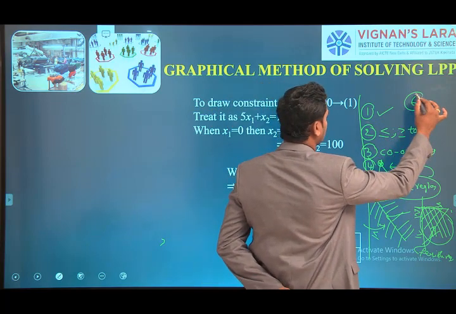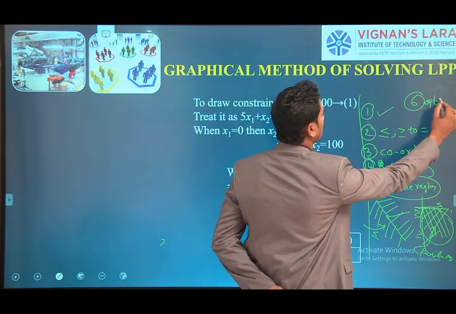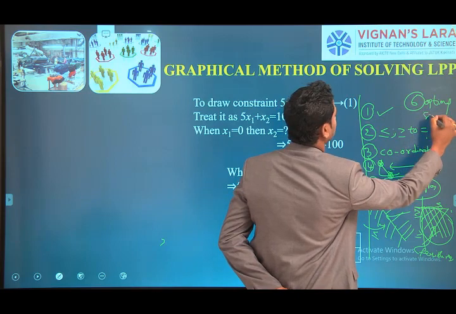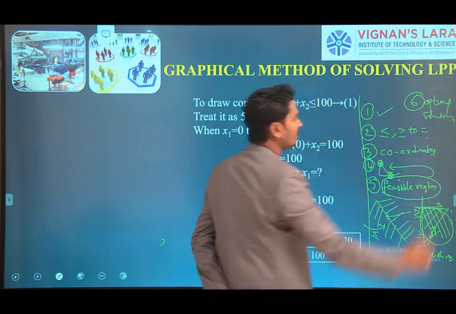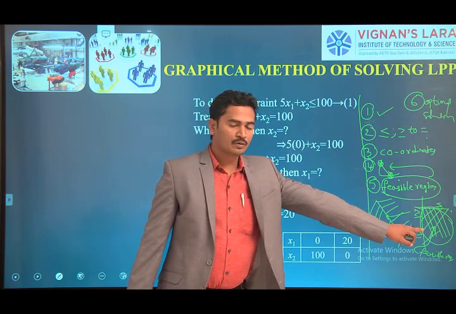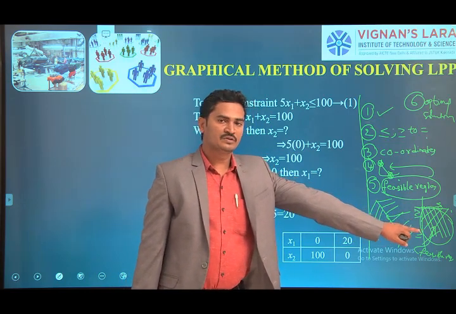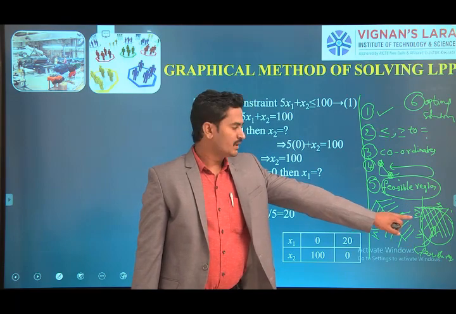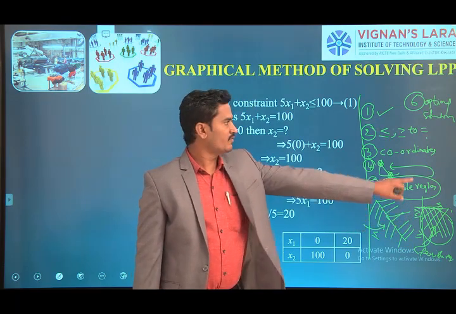Then finally, sixth step, what do we find? We find the optimal solution. How do we find the optimal solution? From the feasible region, we take the coordinates. Those coordinates we substitute into the objective function. From that, based on the objective function case, we find the optimal solution.